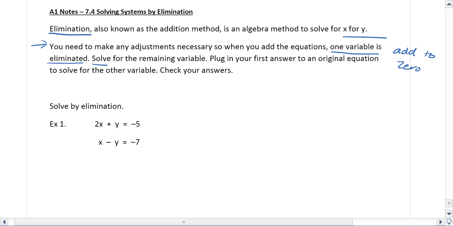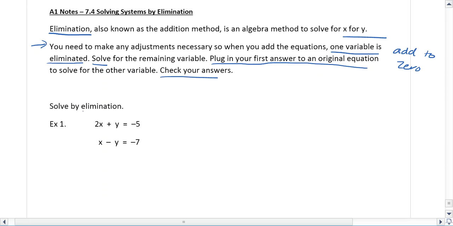So we go ahead and solve it, and then of course we take that answer just like we did with substitution. We plug it back into one of the original equations and solve for the other variable. And of course, check your answers. So hopefully that made a little sense, but if not, we'll clarify it here with an example.